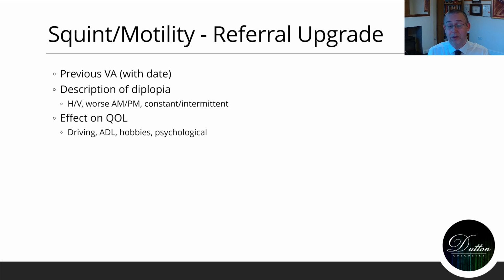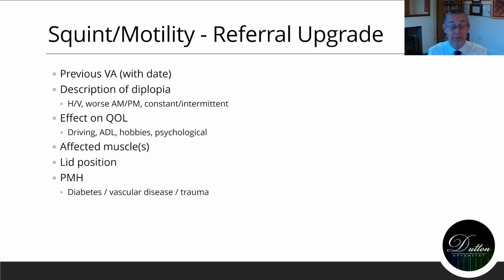The effect that the problem is having on the patient's quality of life. Is it interfering with their activities of daily living? If they're driving, obviously that can be significant and that would often need to be reported to the DVLA. Which muscle or muscles do you feel are affected and in which eye? How are the eyelids looking, particularly thinking about 3rd nerve palsies, which of course require same-day care.